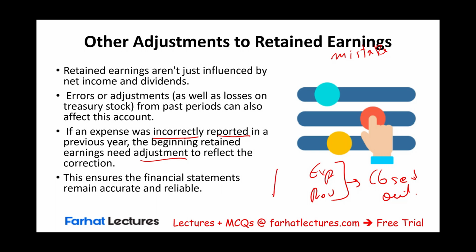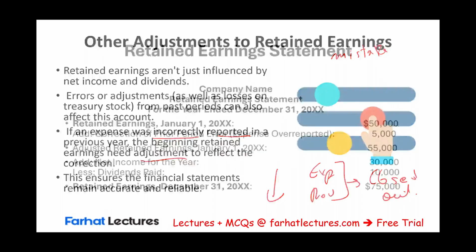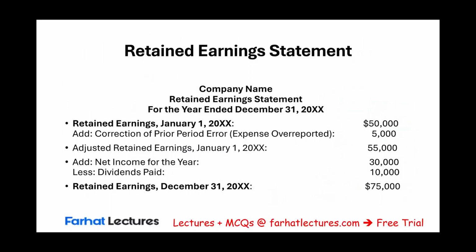The best way is to take a look at an example to show you how we do this. So let's take a look at the statement of retained earnings that we looked at initially, but we added here an adjustment. Let's take a look at this adjustment. So we started with 50,000, then we added correction of a prior period error. Expense was overreported, so we reported more expenses in the prior year.